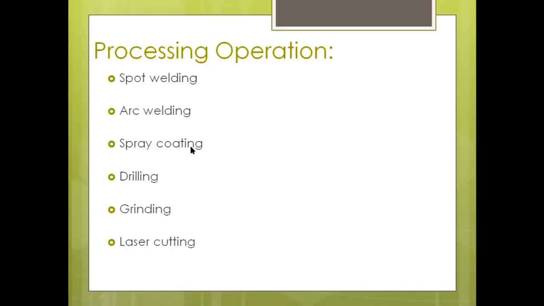Spray coating. Whenever you want to do a painting operation in your house or in your industry, for your bike or for your car, in those cases we use a robot instead of using manpower. Next, drilling operation can also be performed by using a robot instead of using manpower. Then grinding operations can also be performed by using a robot instead of using manpower.